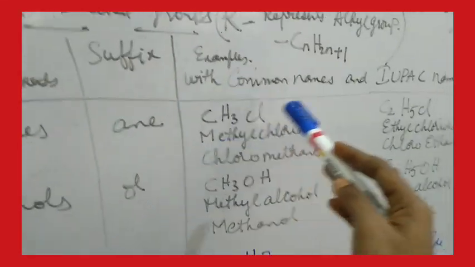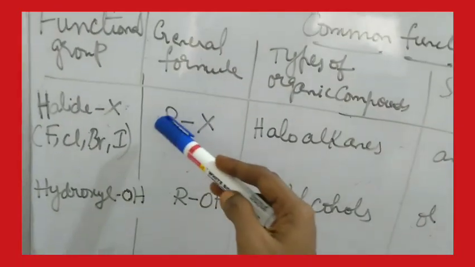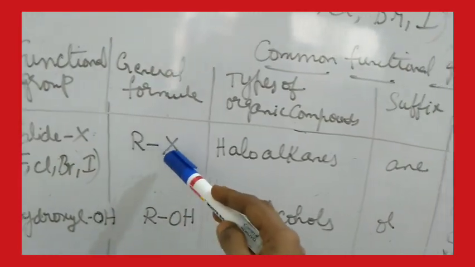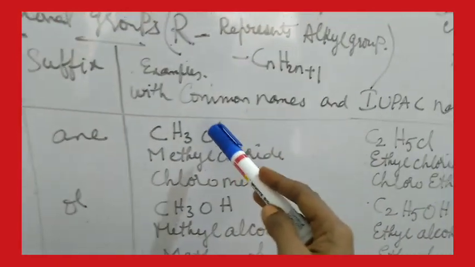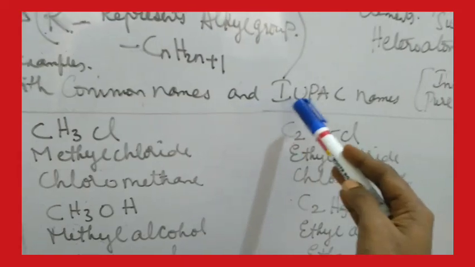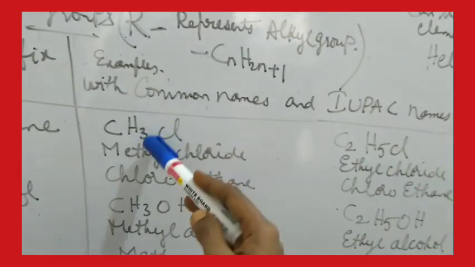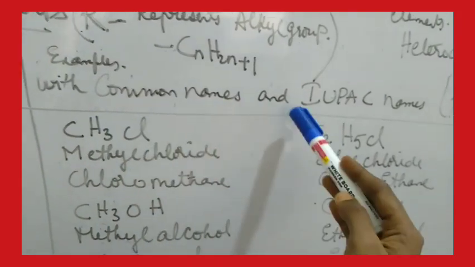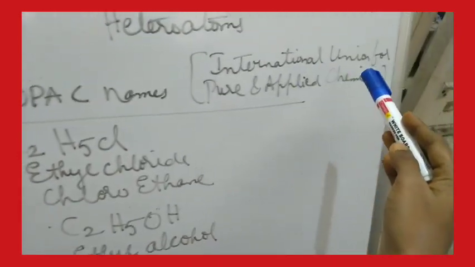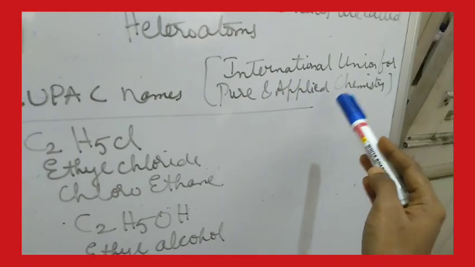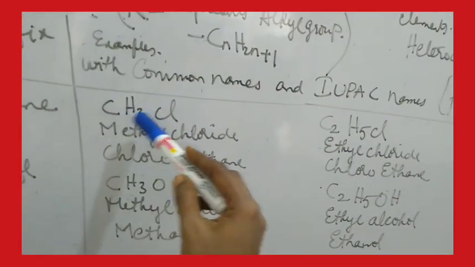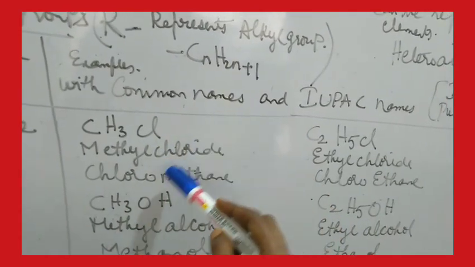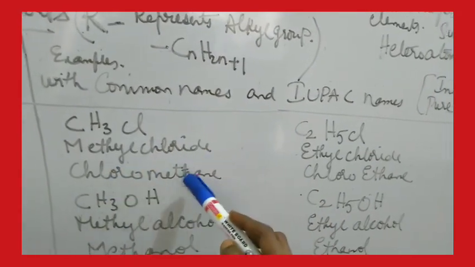So, examples with the common names. Just now I said, instead of R I have taken CH3, and instead of X I have taken chlorine, CH3Cl. Examples with common names and IUPAC names. CH3Cl you call methyl chloride. IUPAC means International Union for Pure and Applied Chemistry. So this particular formula CH3Cl has two names. Methyl chloride is the common name, and the IUPAC name is chloromethane.